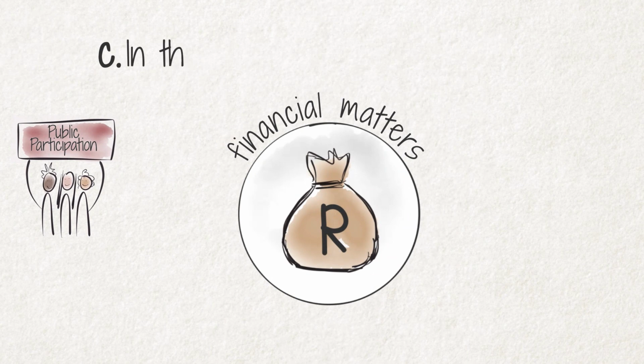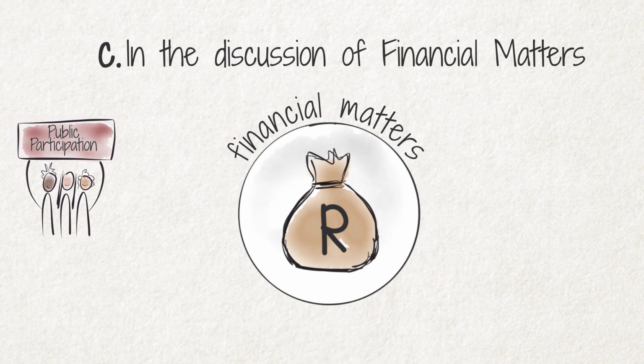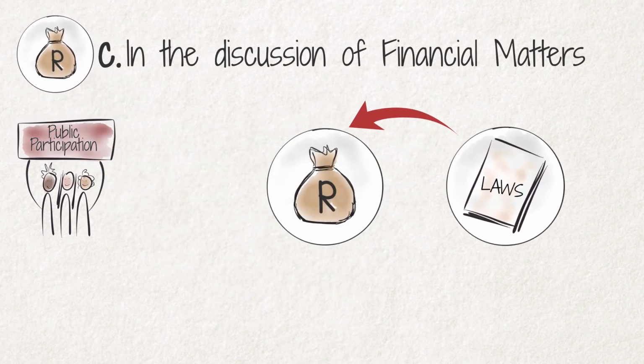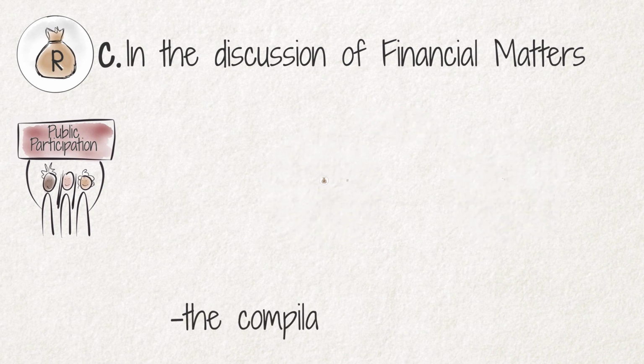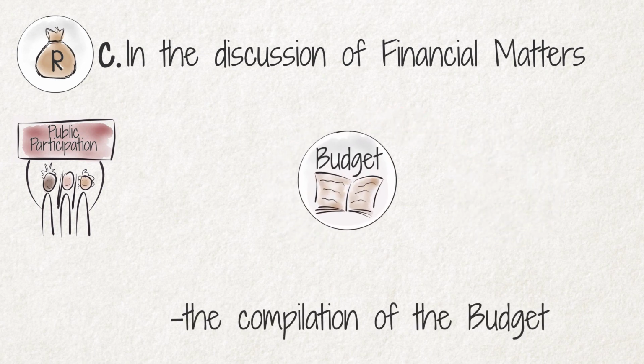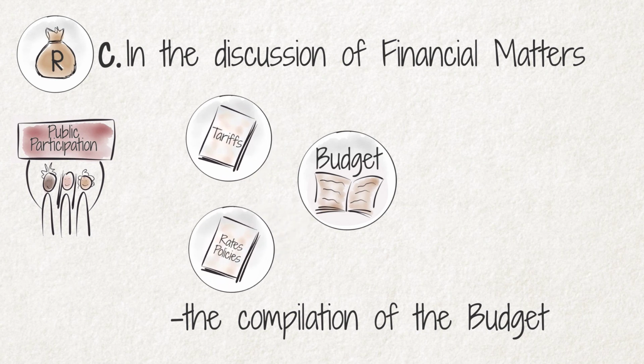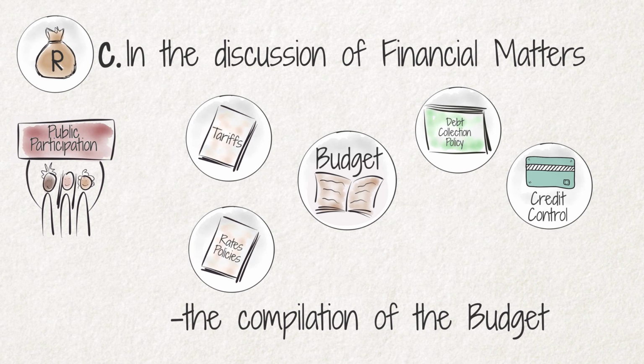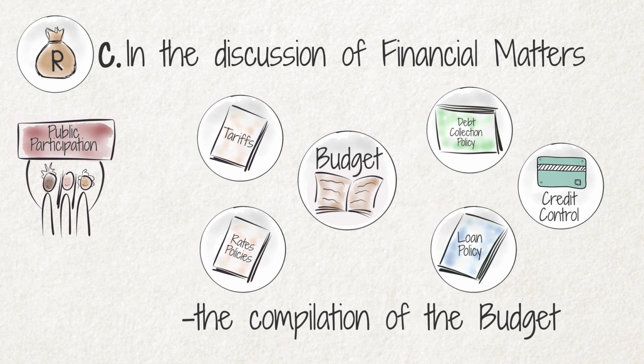C. In the discussion of financial matters. National financial legislation also requires public participation in the processes that deal with financial matters, such as the compilation of the budget, which includes tariff and rates policies, the credit control and debt collection policy, and the loan policy.